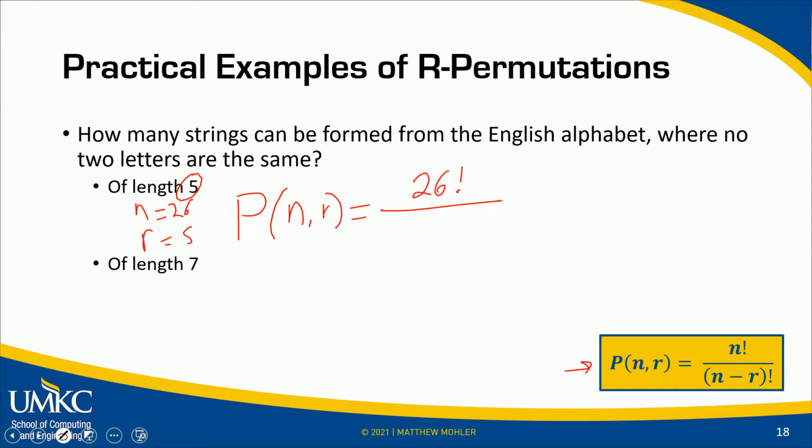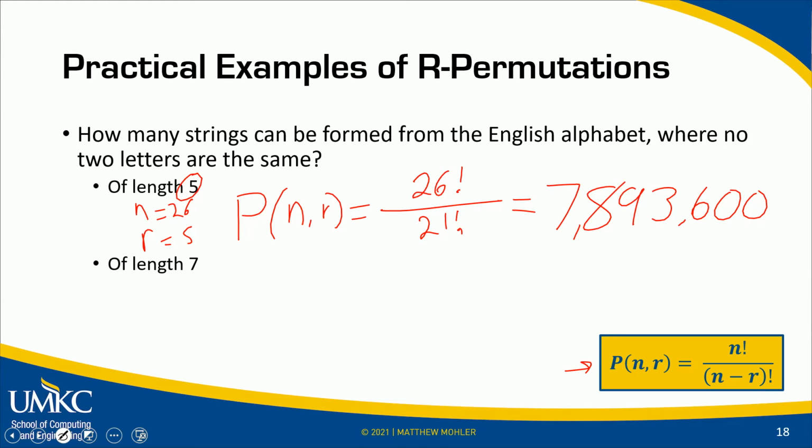So that's going to be 26 minus 5, or 21 factorial. And if we plug those into a calculator and get the answer out, we'll find that this is 7,893,600 unique combinations of length 5.